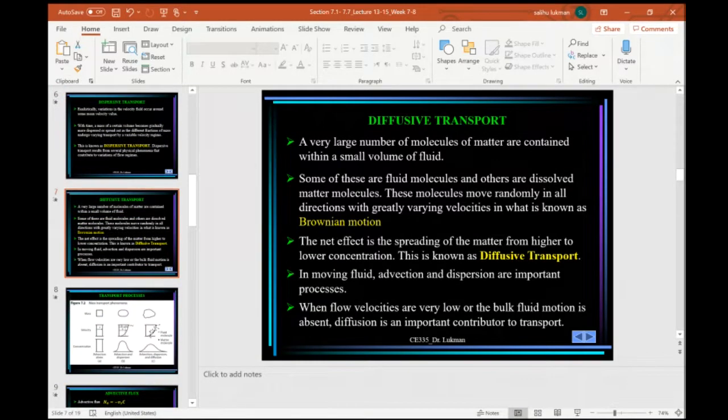Then the next transport is diffusive transport. A very large number of molecules of matter are contained within a small volume of fluid. Just imagine bringing a perfume and spreading it in your room. You can easily get the aroma at the other end of the room because of diffusion. The same thing happens in fluid. When you have a higher concentration of the contaminant, it quickly diffuses to areas of lower concentration.